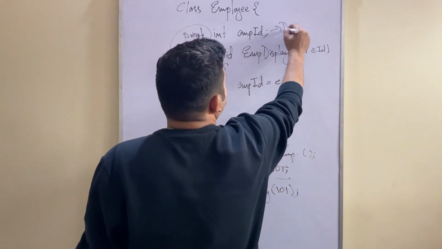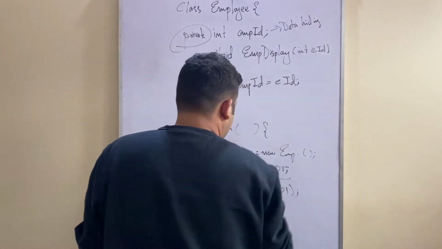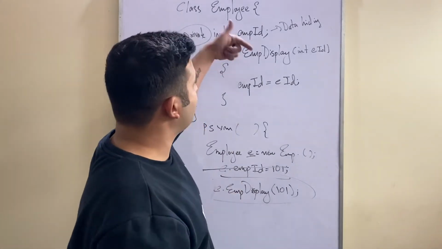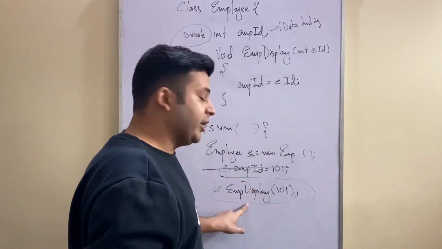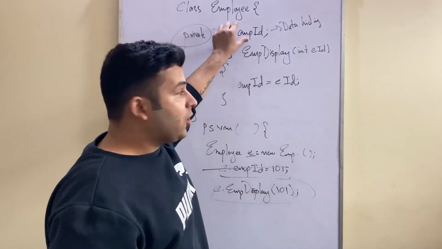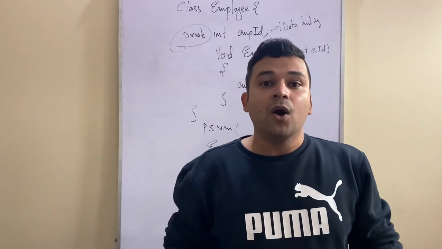This is called data hiding, and this particular way of calling or modifying that particular variable is called secure coding. So I have secured this particular element or variable. Now this is how encapsulation works.